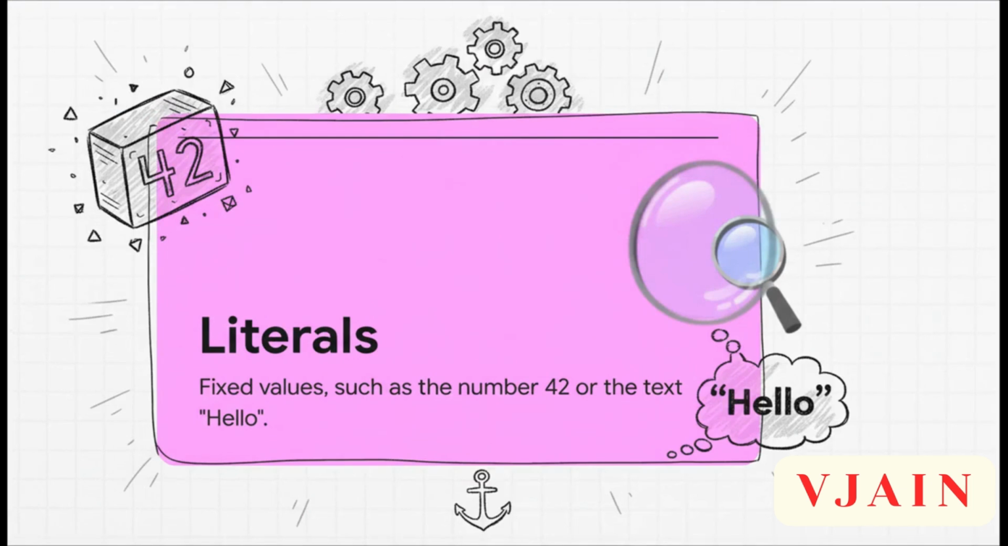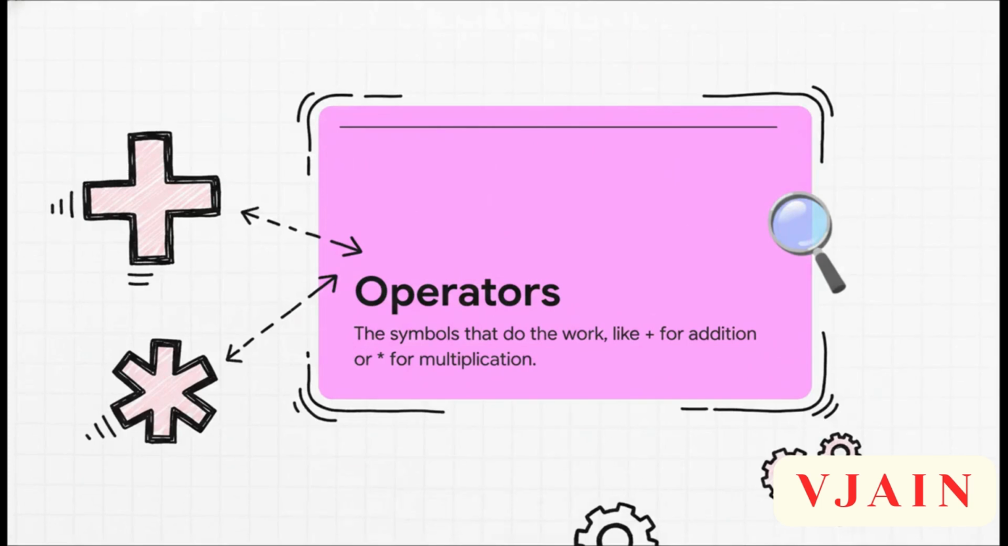Then we have literals, and these are super simple. They're just the raw, fixed data in your program. The number 42 is always going to be 42, and the text, hello, is always just, well, hello. No tricks here, it is what it is. Next, we've got operators. These are the action words, the verbs of our language. That plus sign? It's not just a symbol, it's a command. Add these things together. Operators are what make our code actually do stuff.